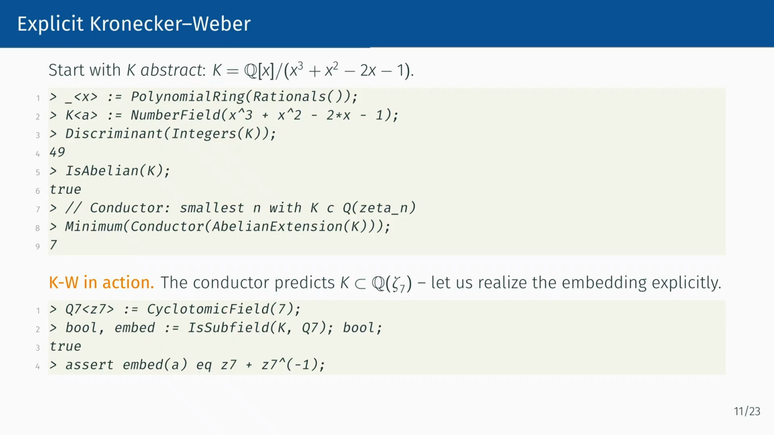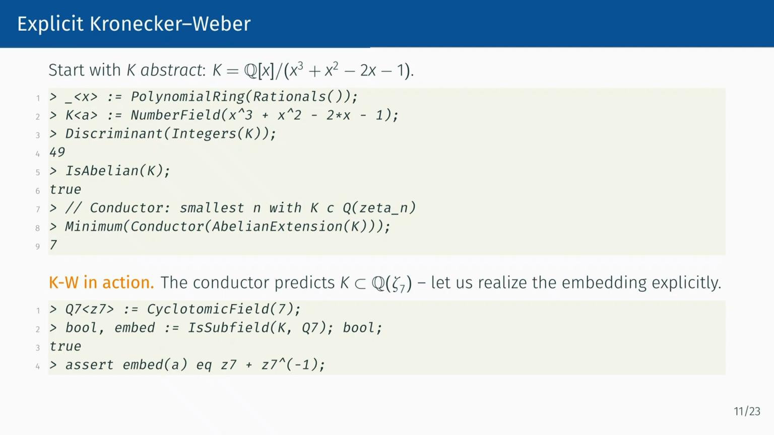Now, we know that the conductor predicts which cyclotomic extension our field will lie in, right? So now that we know the conductor is 7, we know this field can be embedded in Q(zeta 7). So we can explicitly construct the cyclotomic field and check if our field embeds there, if it's a subfield.